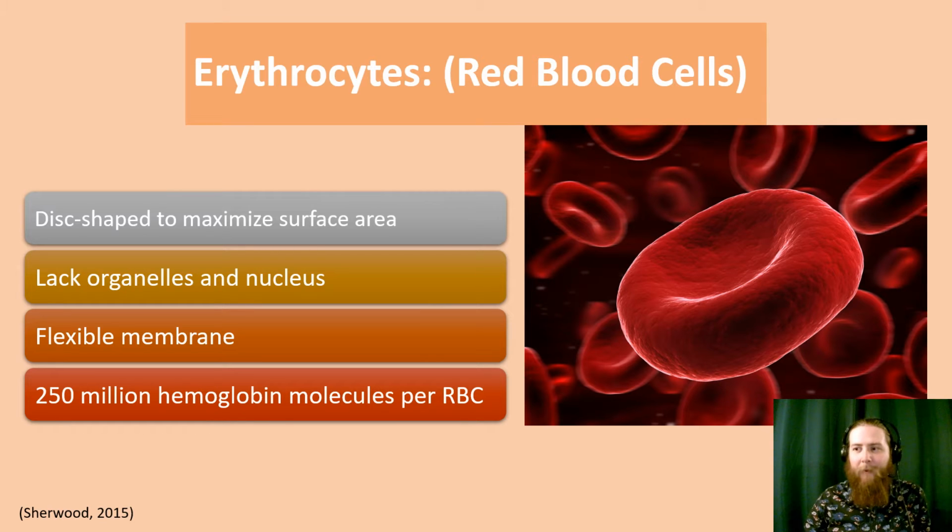They have a flexible membrane. When we talk about the capillaries inside of the body, these blood cells need to go through those capillaries and they need to be able to bend and fold and go through really, really small spaces. They're so small that there's one cell at a time going through and there's not enough room for two of them to go side by side. The perk of all of these structural things is we're able to fit 250 million hemoglobin molecules per RBC, per red blood cell.